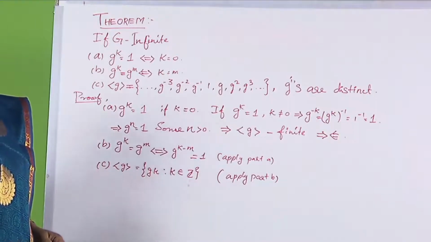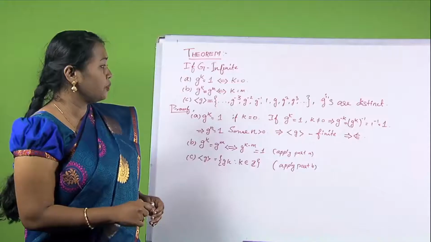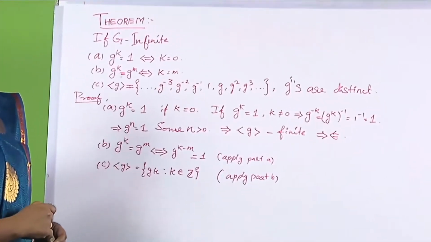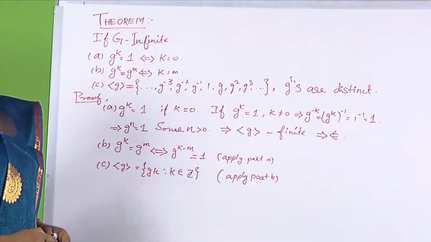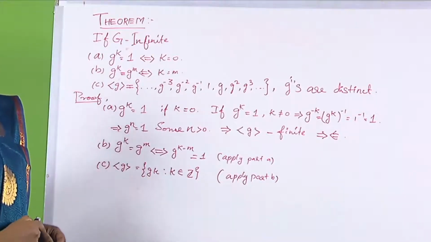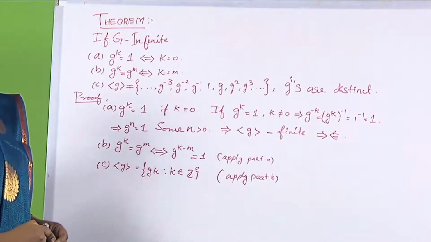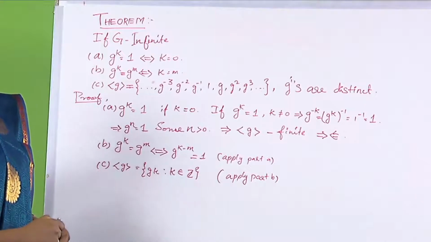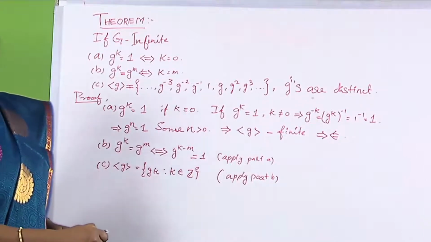Now, when we come to C, the group generated by g can be written as g power k, where k belongs to Z. All you have to do is apply B here. Already we have proved B, that g power k equals g power m if and only if k is equal to m. So, you need to prove that the g^i are distinct. Suppose they are not distinct and you have two elements which have the same value, and you have g power k equal to g power m, then obviously k is equal to m. That is what we have proved in B. So, from B we can say that C is true. So, C, the g^i are also distinct.